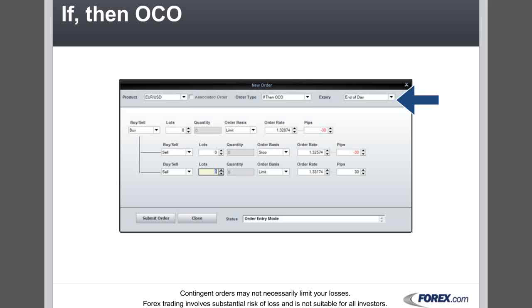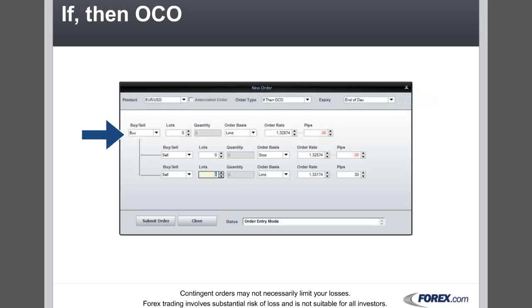Now in this box, we want to determine whether we want to buy or sell the currency and how many lots we want to place on the trade. So there are really three price levels that we need to determine. First, the if portion of the order. This is the order that gets us into the market. This would be our opening position price.